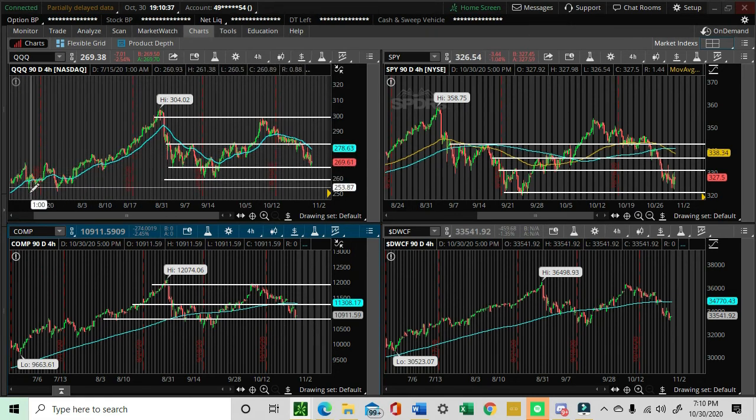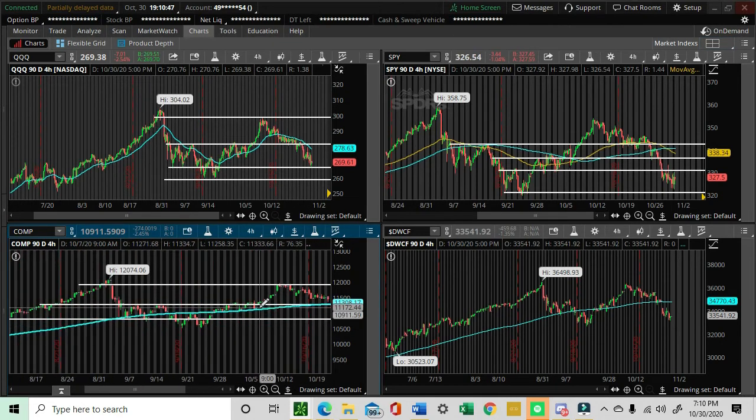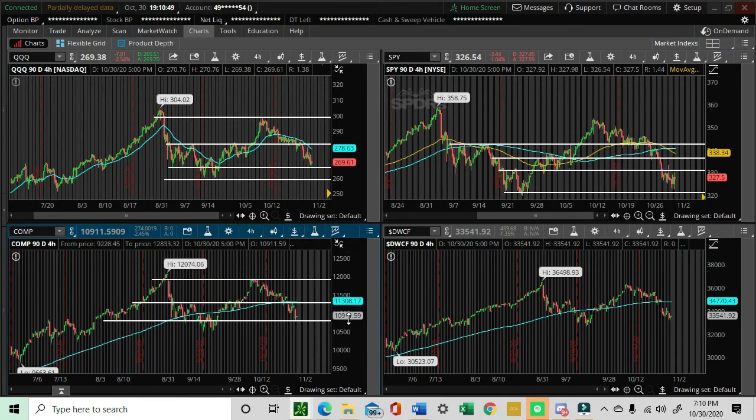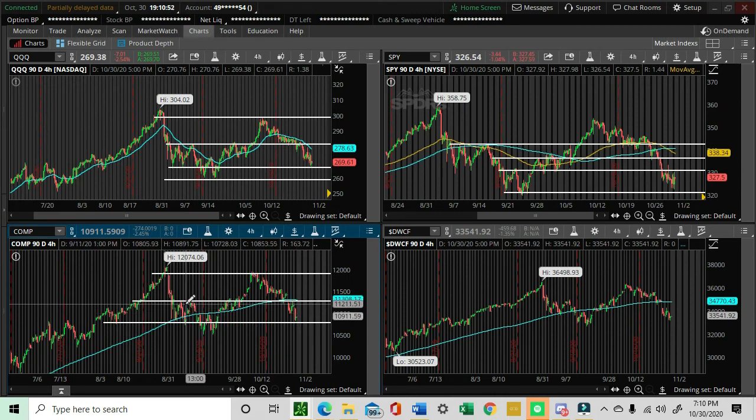So take a look. We're traveling up, boom, we're rallying. We rally, we reach our peak. They both hit their highs, come back down. Let me zoom in a little bit so you get a better view. So look, peak up, hit a resistance, come back down.